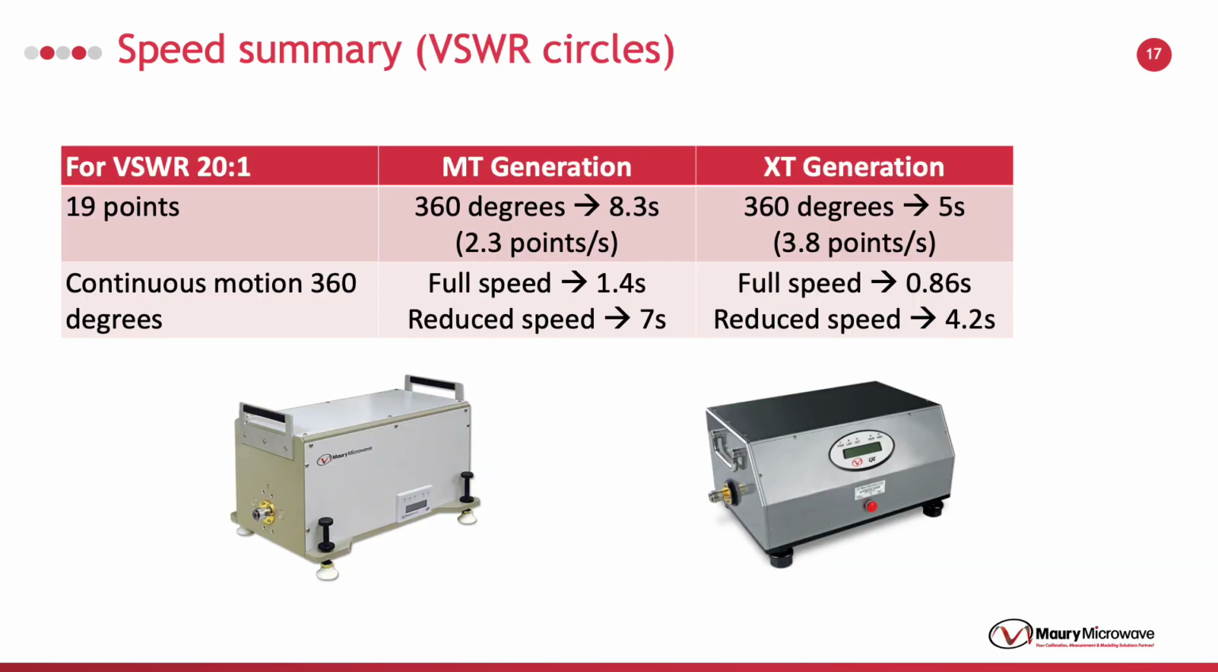Here, we take a look at the speed comparison between the XT generation tuners and our MT generation, with our XT generation tuners being the fastest at 5 seconds for 19 points and a continuous motion of 0.86 seconds.